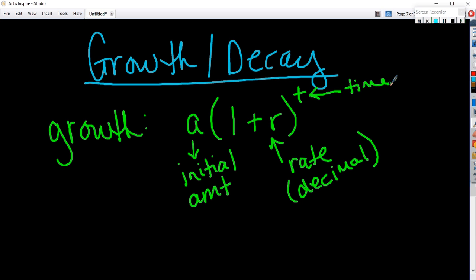And T is your time, and most of the time your time is in years. I won't say always because sometimes we'll do bacteria multiplying maybe every 30 minutes, or with decay, maybe something that has a half-life. Y'all have probably learned about that in chemistry. So every 2 minutes, it's cut in half.